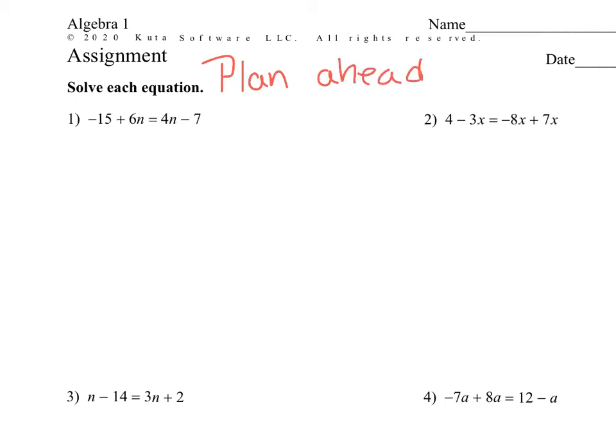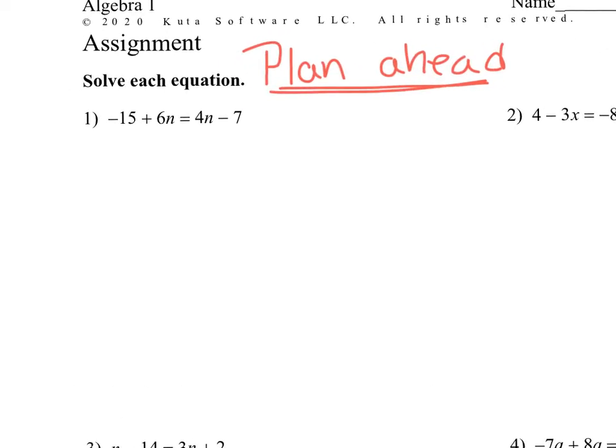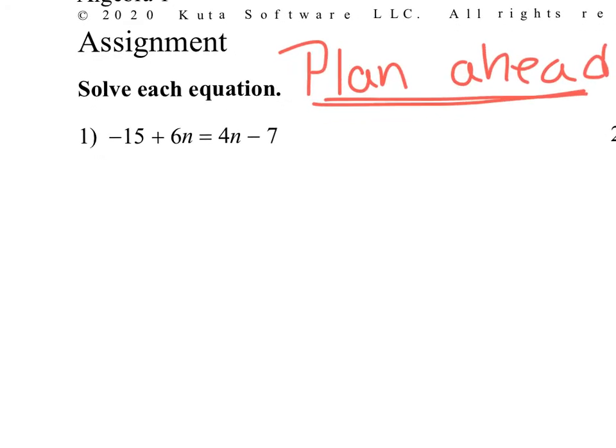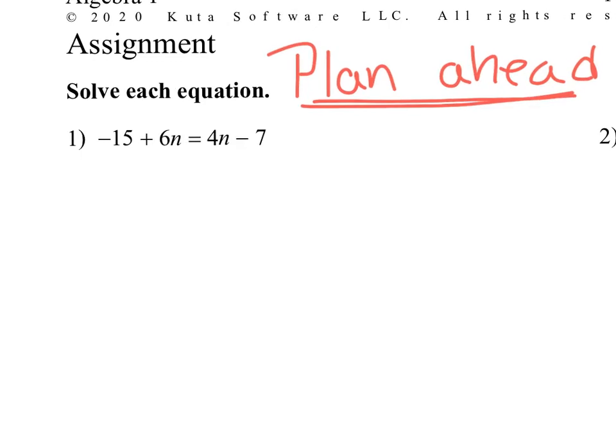There's a lot you could do, a lot of first steps that we could take to solve an equation like number one. But what I want you to do is think ahead a little bit, all right? Our goal is to get the variables on one side and the numbers on the other side. So I either need to move this over here or this over here. I also could move this over here or this over here. As a general rule of thumb, I want you to think about moving the variables first.